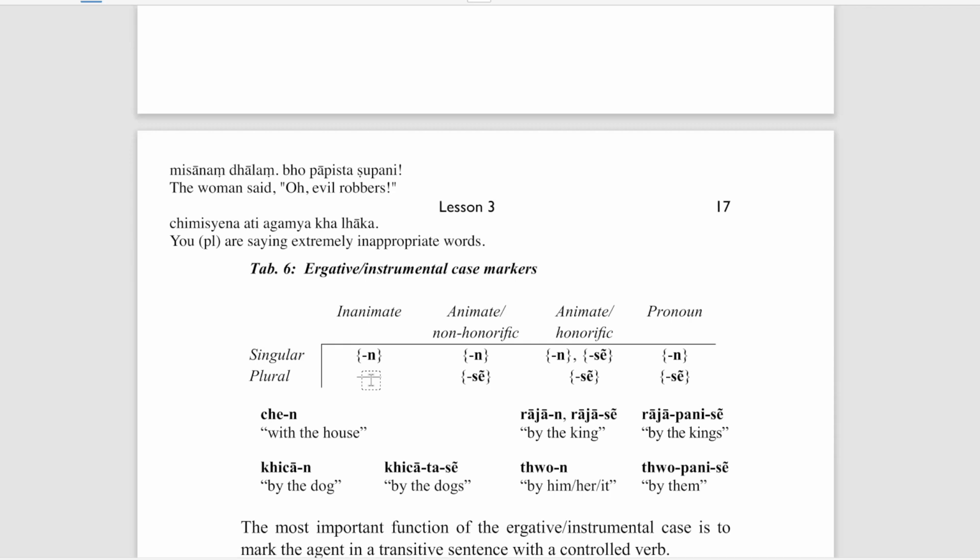Halen is the perfective past of taye, to say, to speak. So the woman said, and then we have direct speech. Mho babista kubani. Mho is an interjection. Babista, that's also Sanskrit, like evil, an evil person. And kubani, so ku is robber or thief.